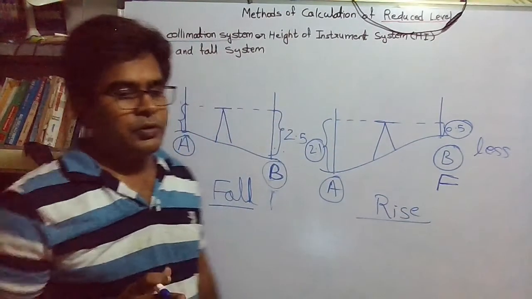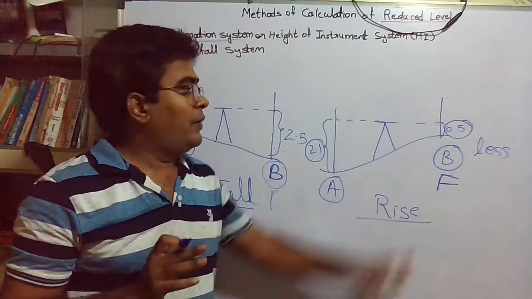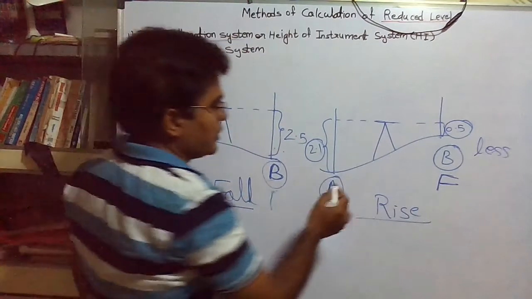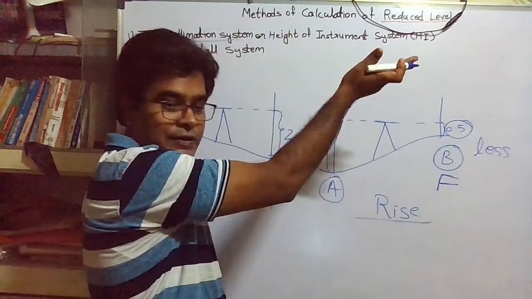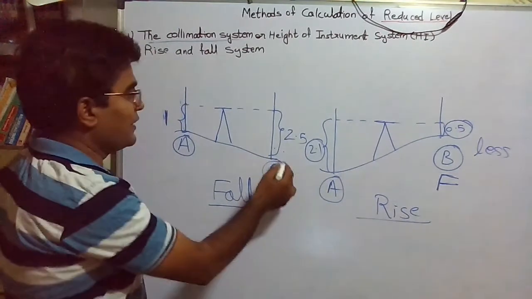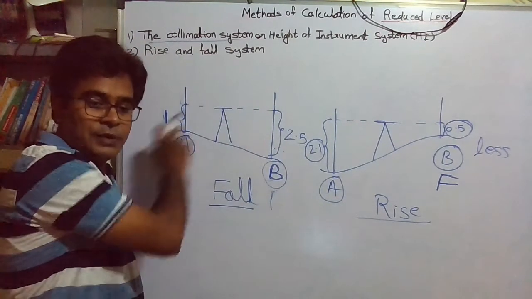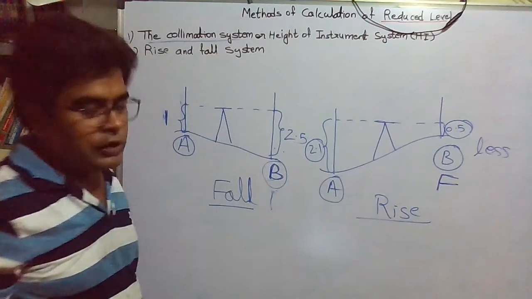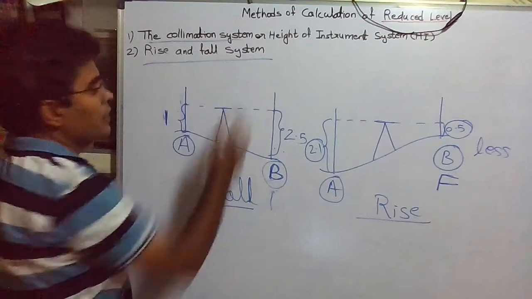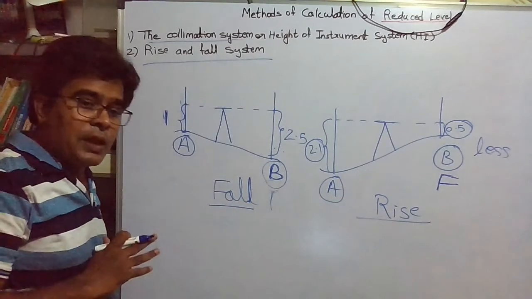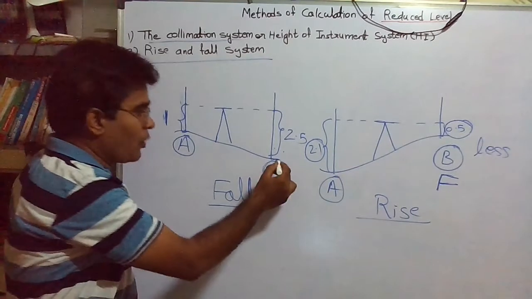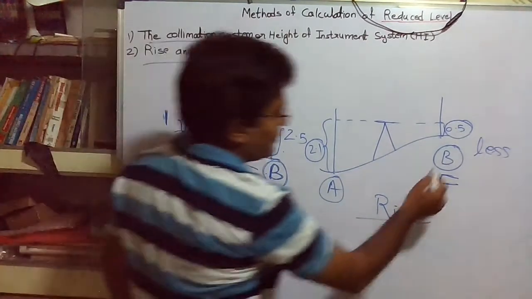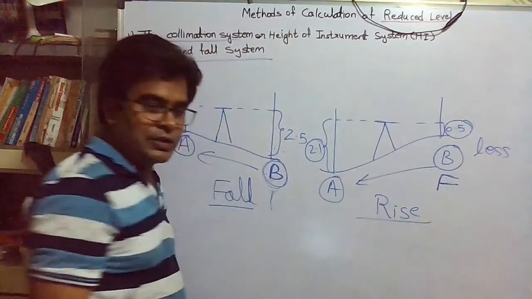So you also know that when the point is at higher elevation, then the staff reading reduces. If the staff reading reduces compared to the preceding point, the staff reading here will be less, meaning there is a rise. If the staff reading is increasing, this point is below the preceding point, so there is a fall. So in the rise and fall system, we compare the staff reading at the forward point with the staff reading at the preceding point.